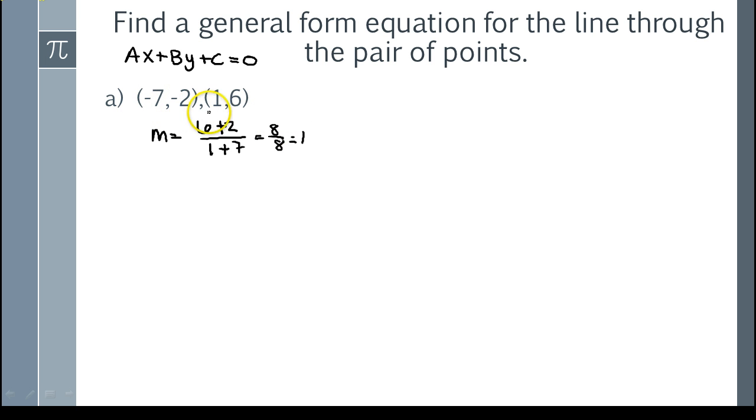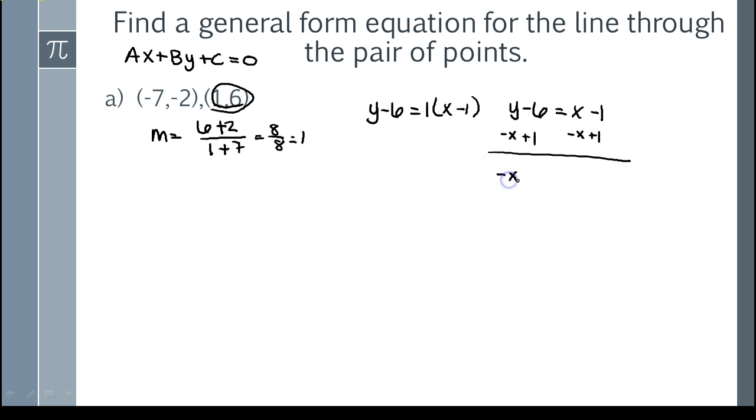Then I'm going to pick one of my 2 points. It doesn't matter which one. I'm going to pick (1, 6) because it has smaller numbers. So I'm going to have y minus 6 equals a slope of 1 times x minus 1. When I go ahead and distribute my 1, it's going to give me y minus 6 equals x minus 1. Then for it to be in general form, I need it to say equals 0. So I'm going to subtract x and add 1. It's going to give me negative x plus y minus 5, and that's going to equal 0.